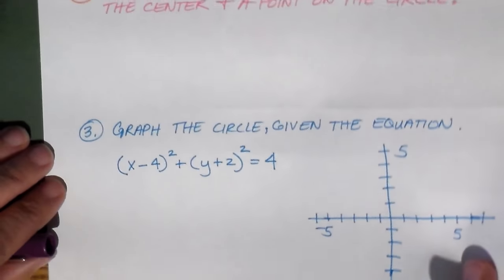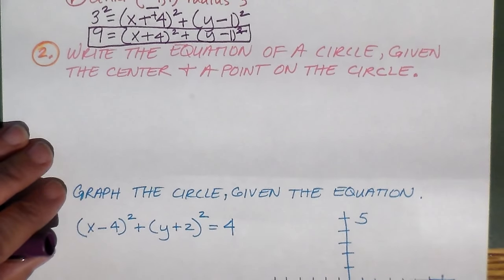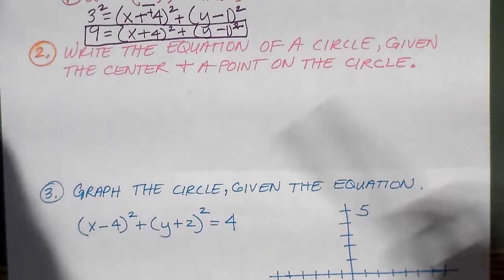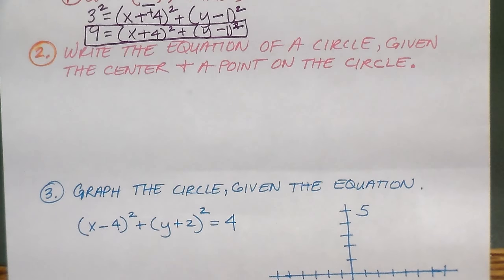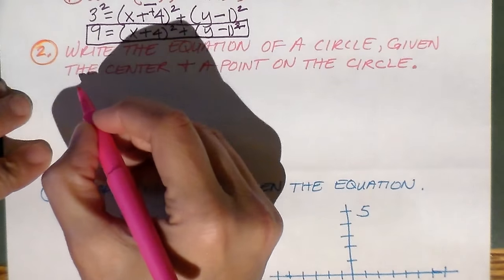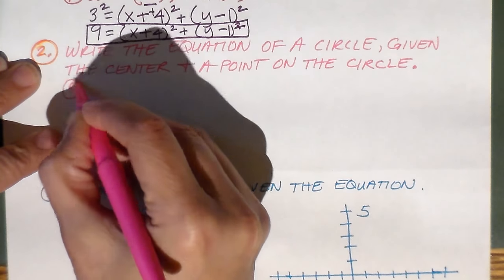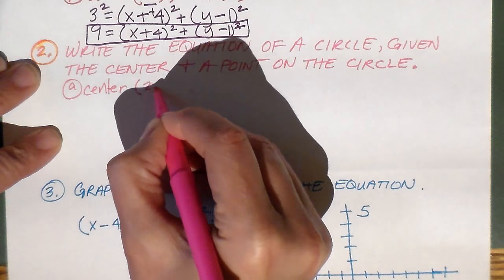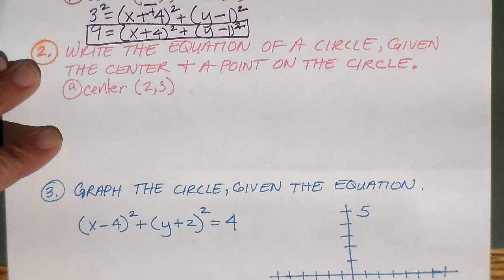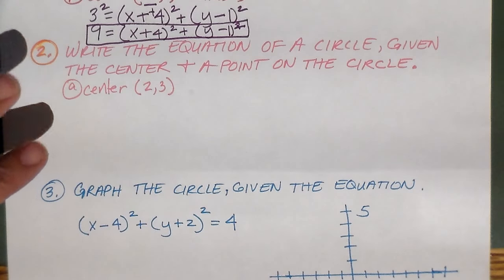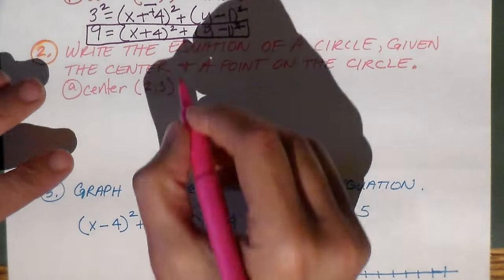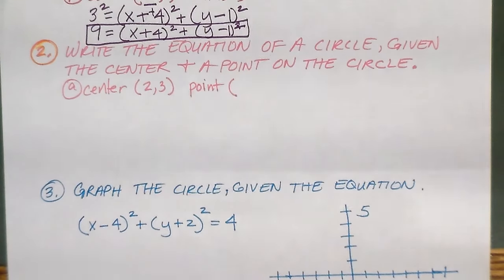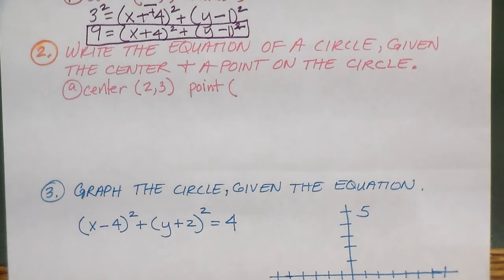Okay, so let's move on to the next one. The next one is write the equation of a circle given the center and a point on the circle. Now I'm going to give you the center and a point on the circle, but I'm not going to give you the radius. So, example A, the center of the circle is at 2, 3, and I'm going to give you another point that's on the circle.